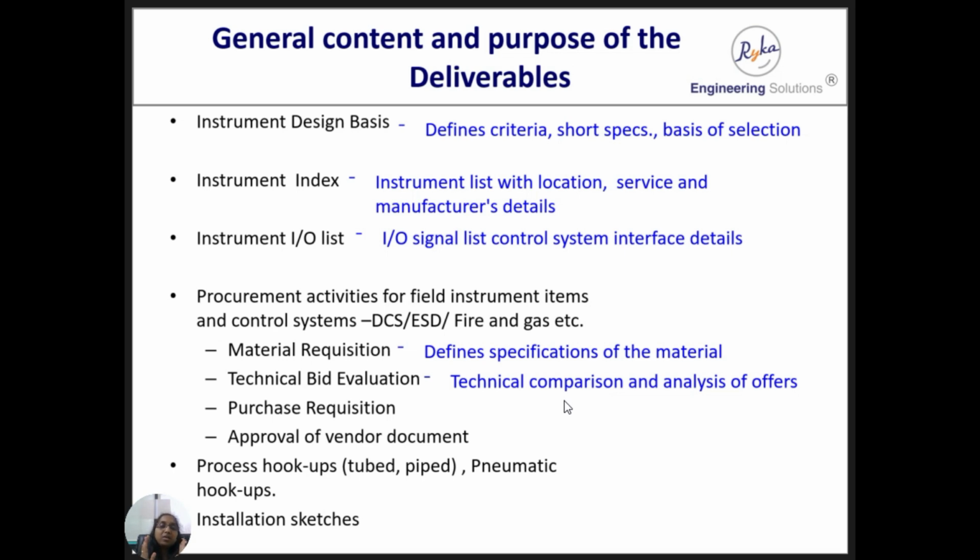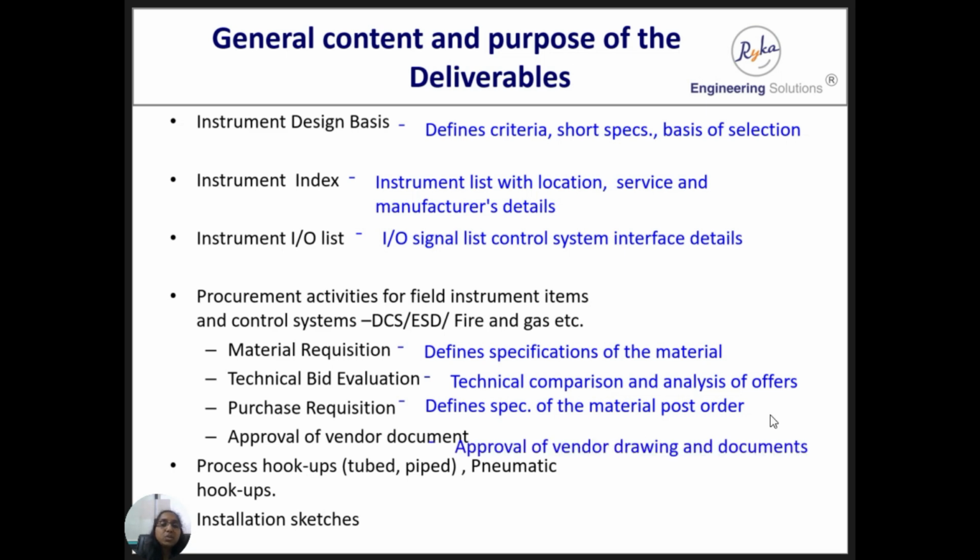Based on the technical bid analysis submitted to them, they call all the vendors, who are already at one technical level. They negotiate and place the order with one of the vendors. After the order is placed, the detail engineer is informed, and then he or she prepares the specific purchase requisition, which defines the specification of the material post order. Then once the purchase requisition is released, the approval of vendor document stage comes.